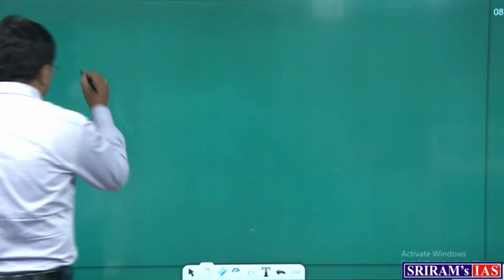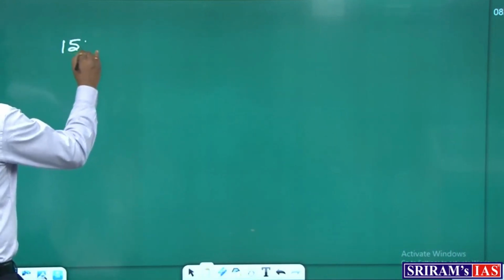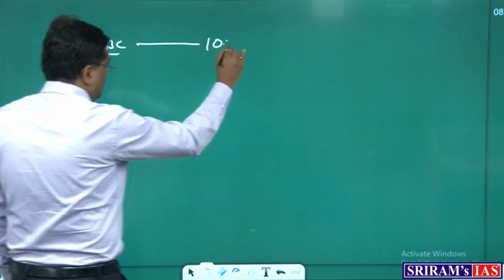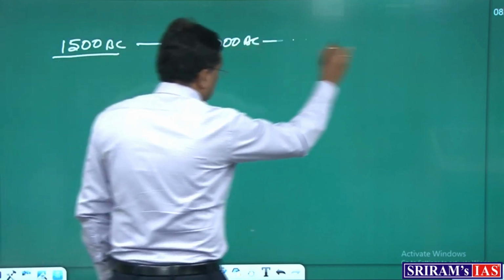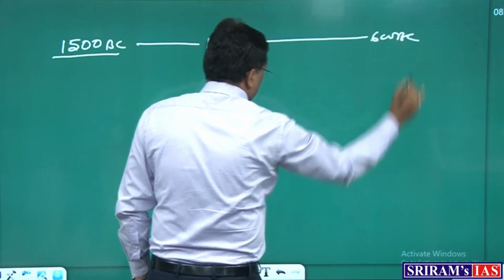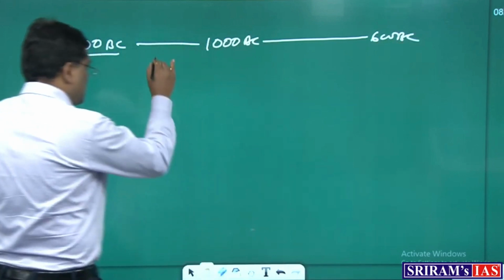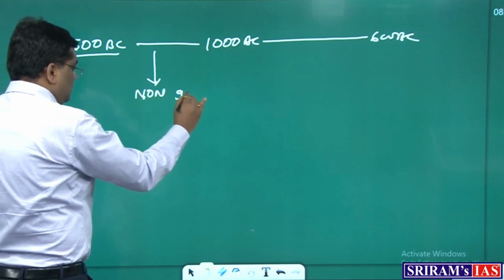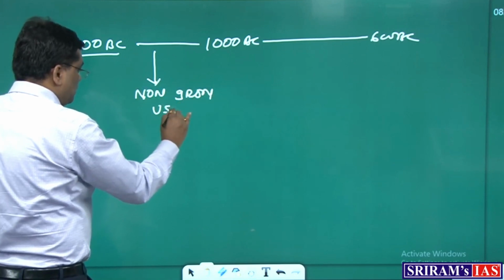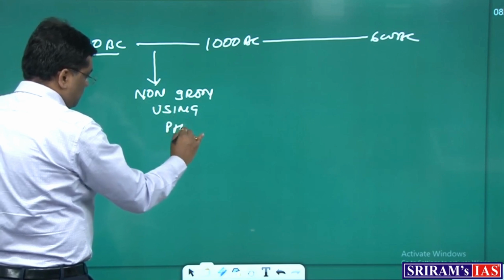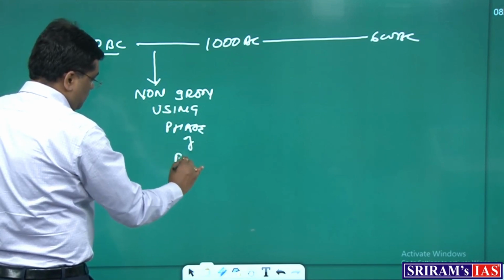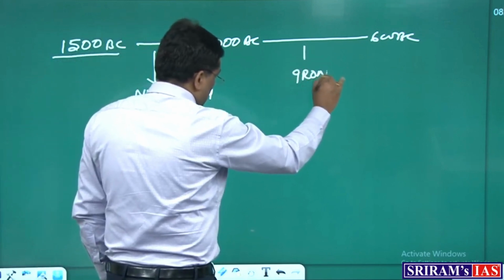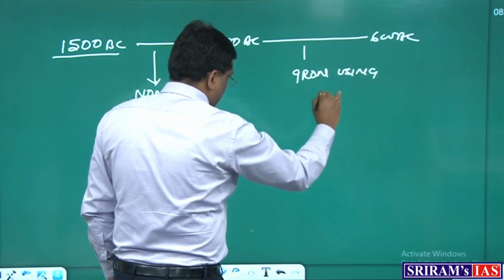So in order to mark the period of Rig Veda, this period is referred to as the non-iron using phase of PGW. And this is known as the iron using phase of PGW.